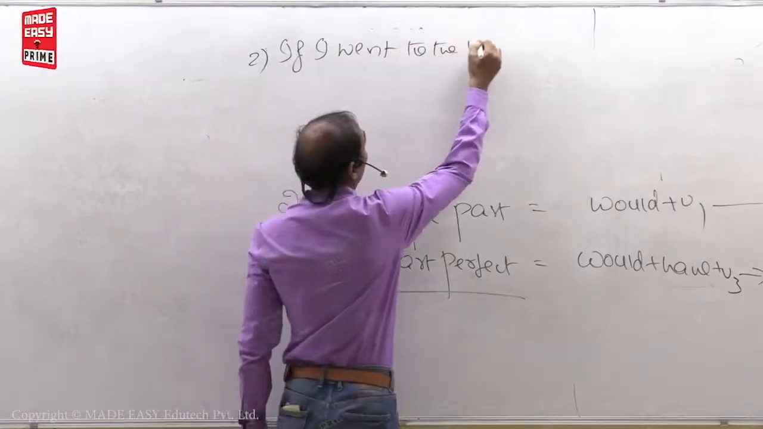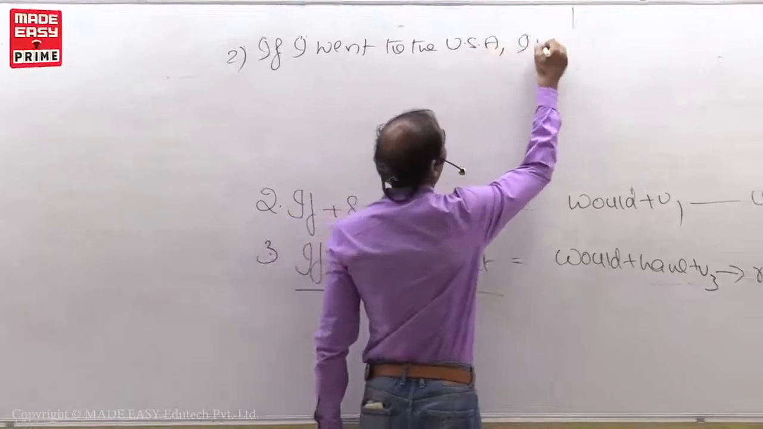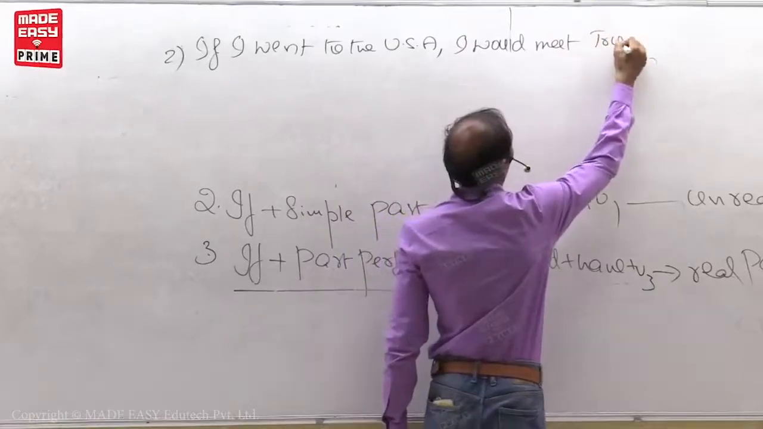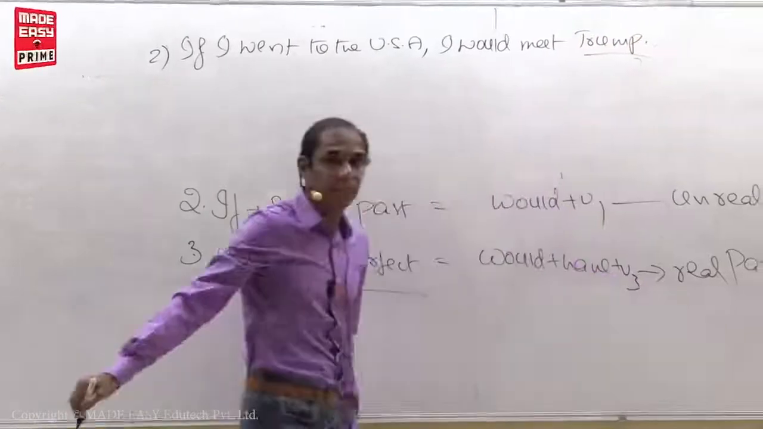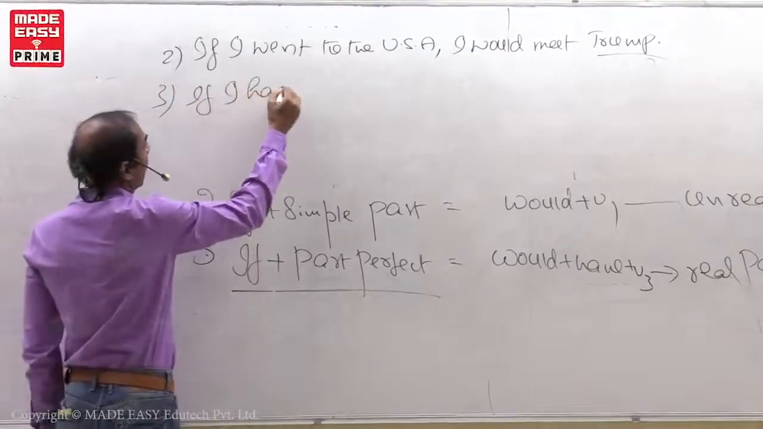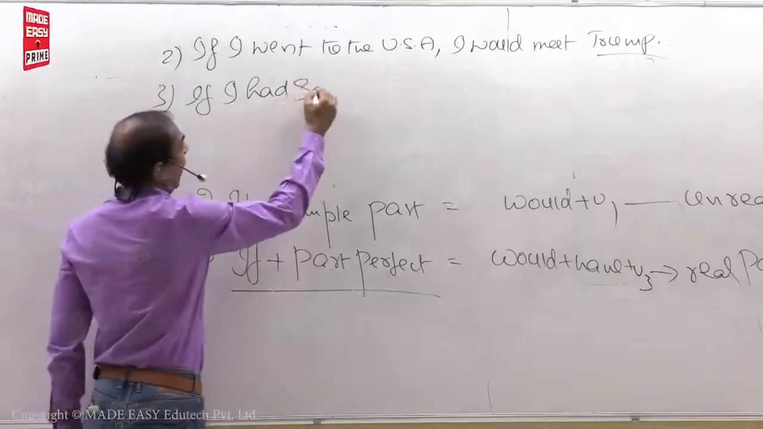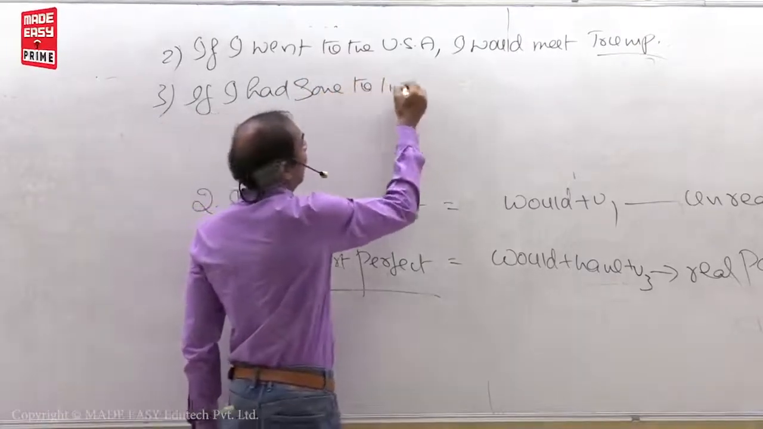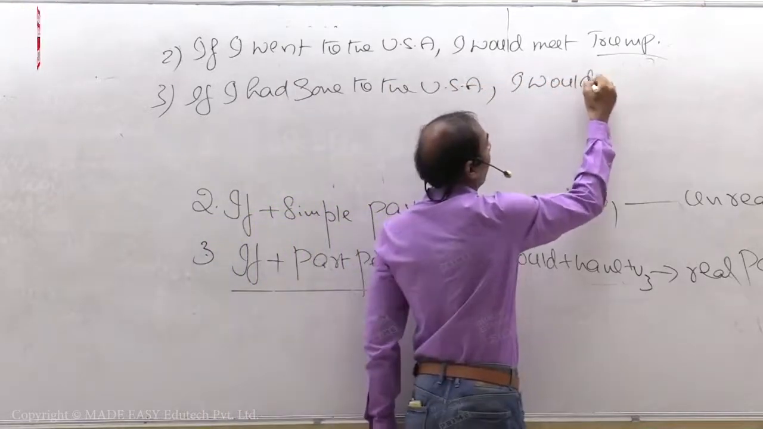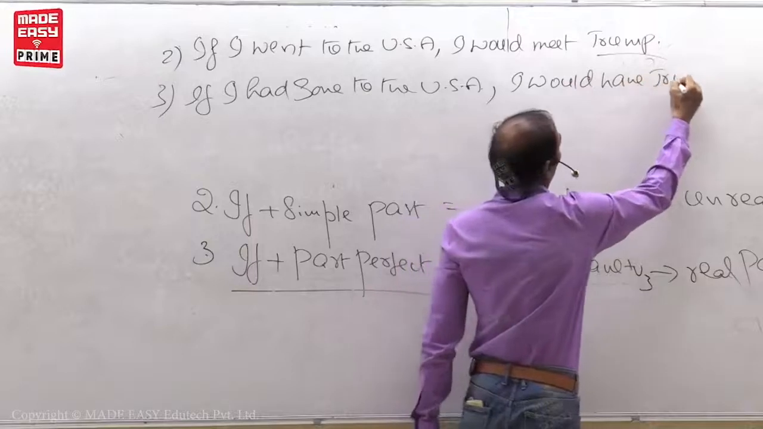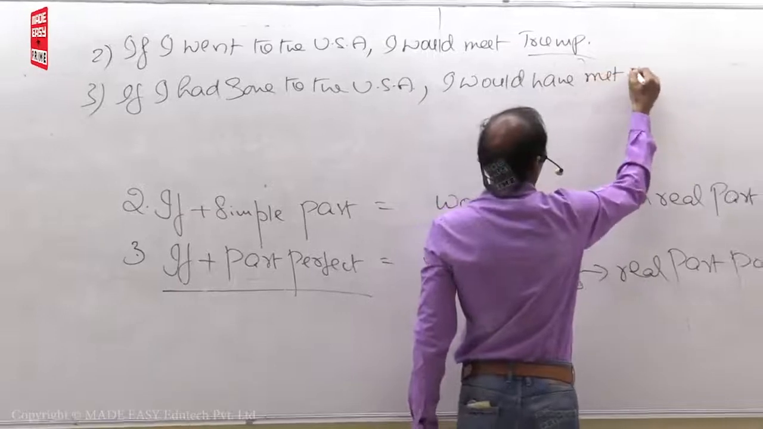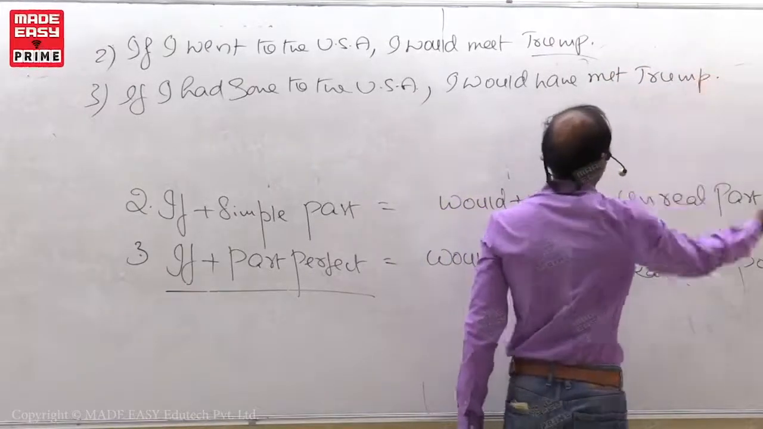If I went to the USA, I would meet Trump. Okay? Third formula. If I had gone to the USA, I would have met Trump.